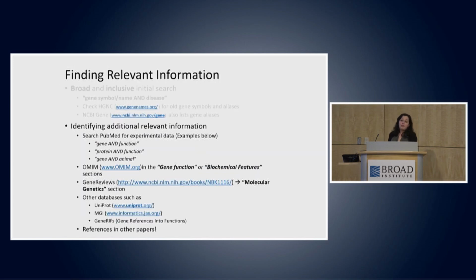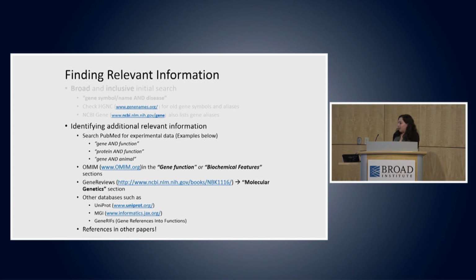You could also do other searches to find relevant information. One of my favorites is I try to go out of my way to look for animal models, because those are quite valuable to experts and high scoring for experimental evidence. So you can search for gene and animal, gene and function if you want to try to find a little bit more experimental evidence. OMIM is actually pretty helpful in the gene function section or the biochemical features section. GeneReviews also has a molecular genetics section. So just looking through all these different sections in the resources that I had mentioned previously will give you some more results potentially to curate.